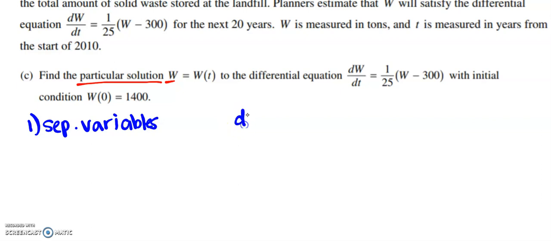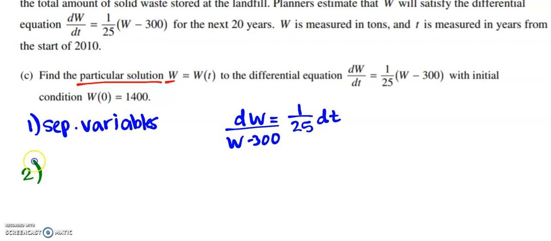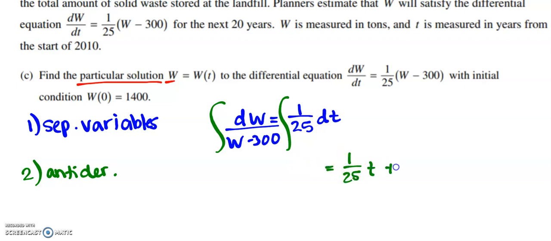So dW is going to stay on the left side. I'm going to multiply the dt to the other side. And I'm going to divide by W minus 300. So I separated my variables. Step 2 is to take the antiderivative. And remember, you do that through whatever means are necessary. So on the right side, I just get 1/25 t plus c.